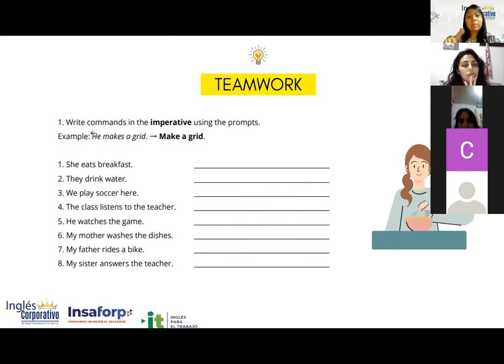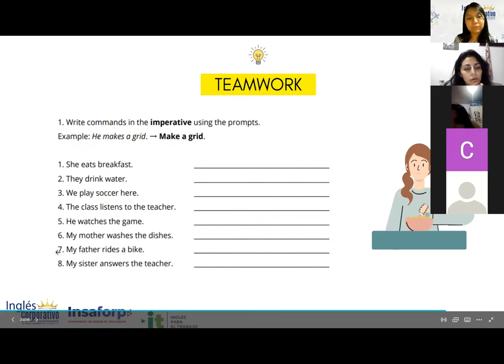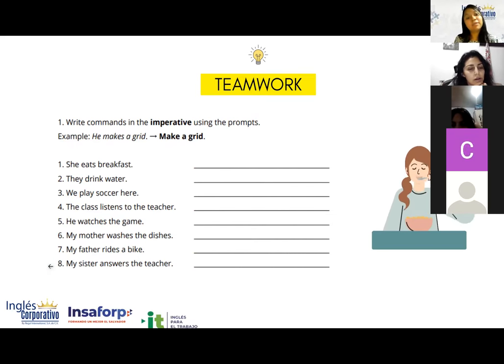Okay, now let's write the commands in the imperative using the prompts, okay? So we are going to make imperatives. So we have the normal sentence, but we need to make the command. Number one. Eat breakfast. Number two. Drink water. Perfect. Three. Play soccer. Excellent. Four. Listen to the teacher. Excellent. Number five. Watch the game. Excellent. Number six. Wash the dishes. Yes. Number seven. Ride a bike. Number eight. Answer the teacher. Excellent. Okay. So you see the commands or the imperatives, we remove the subject. Okay. We remove it.